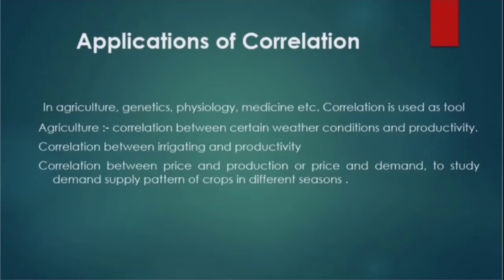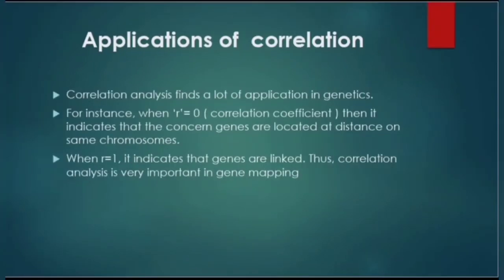can be estimated. Here we also find a correlation between certain weather conditions and productivity, and between irrigation and productivity, correlation between price and production or price and demand to study the demand-supply pattern of crops in different seasons. Correlation analysis finds a lot of application in genetics.